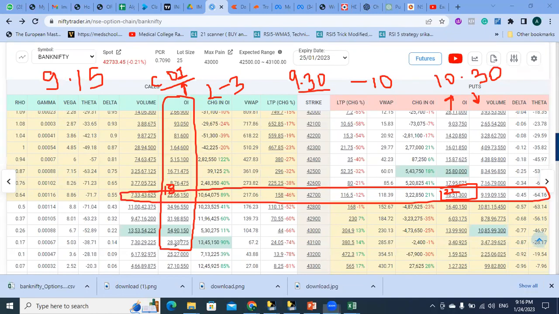Clear till here? Clear till here? Give me a yes. Yes, thank you. Now, there are certain things which can happen. First of all, I want to understand whether you have got this very clear. If the call OI is increasing, what does it mean?